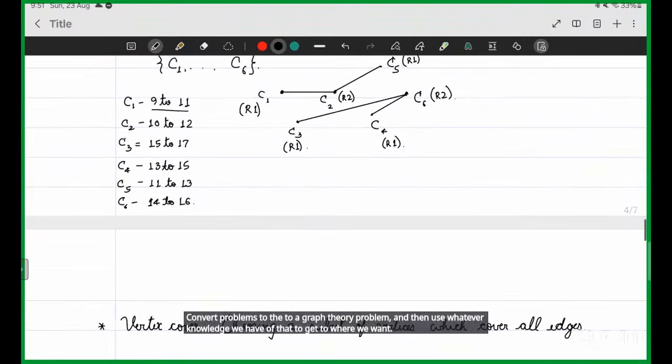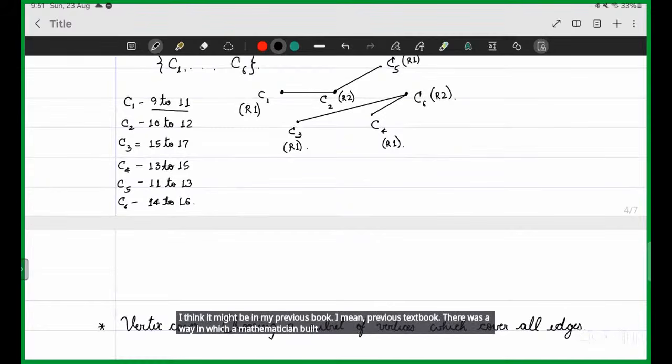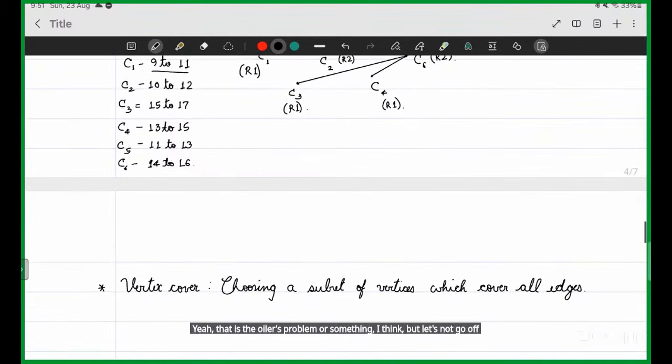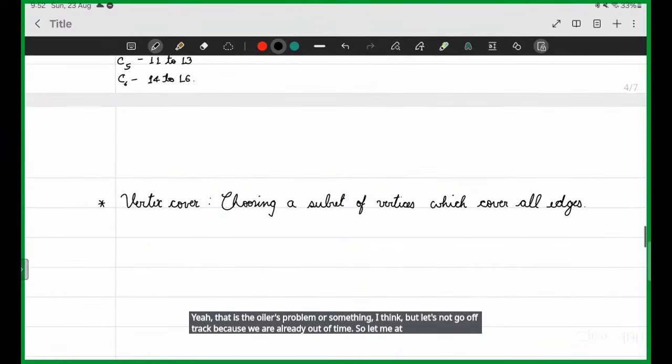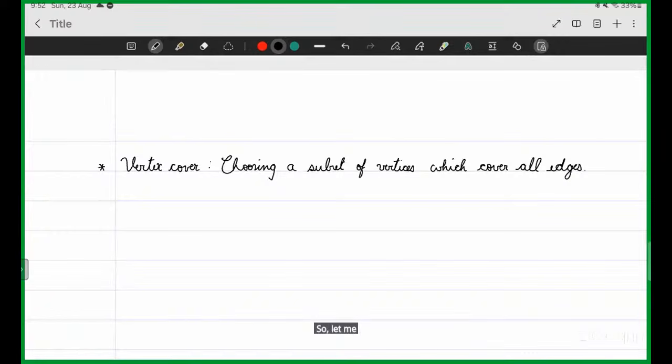Sir, I remember a problem. I think it might be in my previous textbook. There was a way in which a mathematician built a bridge like this only. Yeah, that is Euler's problem or something, I think. But let's not go off track, because we are already out of time. So let me at least cover what I have prepared. BFS and DFS will be taken up in the next session itself, but at least the remaining we should finish. So let me quickly go through the rest of the stuff.